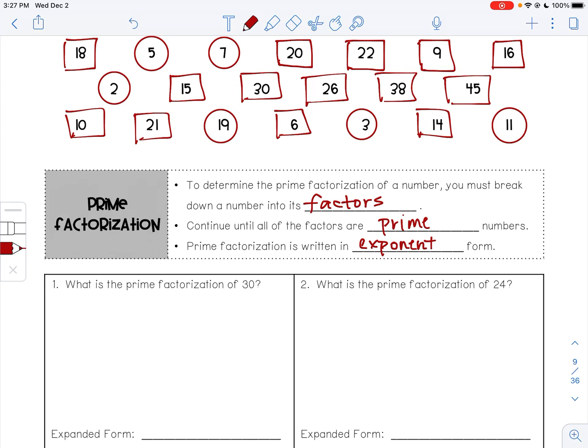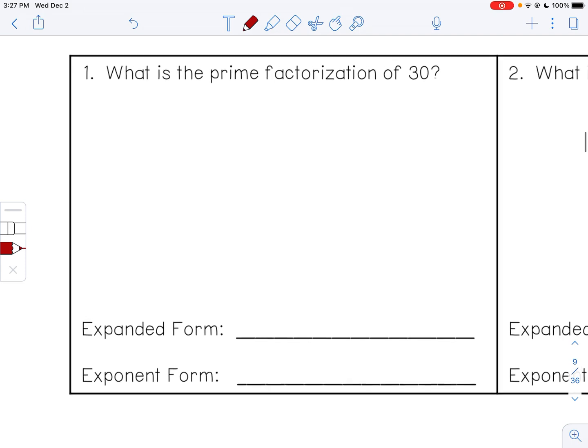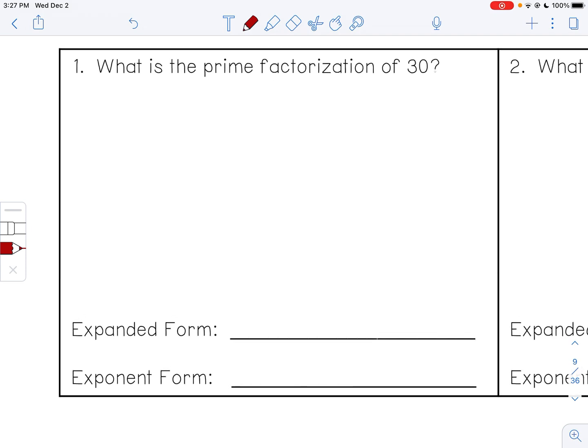So we are going to use prime factorization to find the set of prime numbers that make up our composite numbers. And all that means is we're going to continue to factor the composite number until all of the factors are prime numbers. Now, to do this, I'm going to use something called a factor tree. And all a factor tree is, is a diagram that helps you keep track of multiple factoring steps. So let's look at our first example. It says, what is the prime factorization of 30?